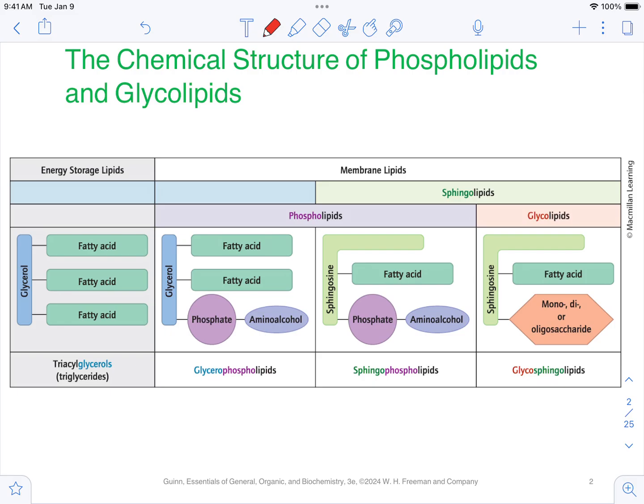Here's a table that I'd highly recommend looking at throughout the chapter, and it just breaks down all the different types of membrane lipids, your energy storage lipids, and just what they all look like. So you'll see that's a lot of pretty tough names to pronounce here at the bottom and the different types. But this is just a table you want to familiarize yourself with.